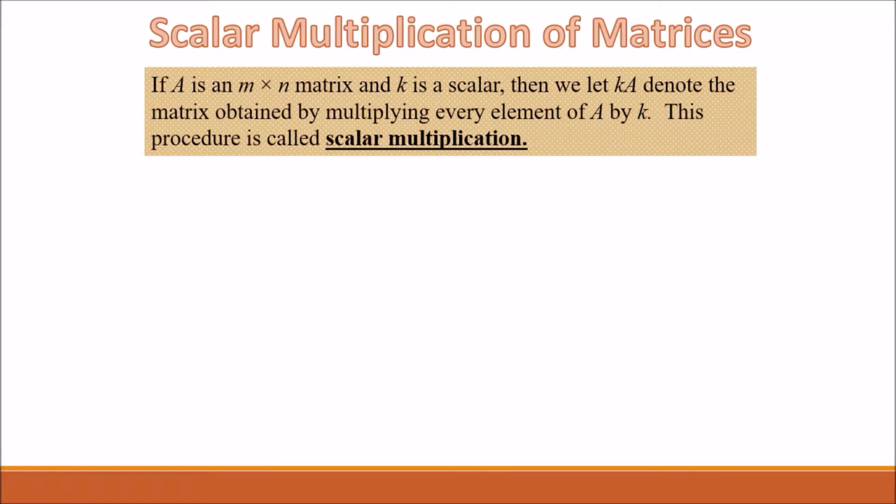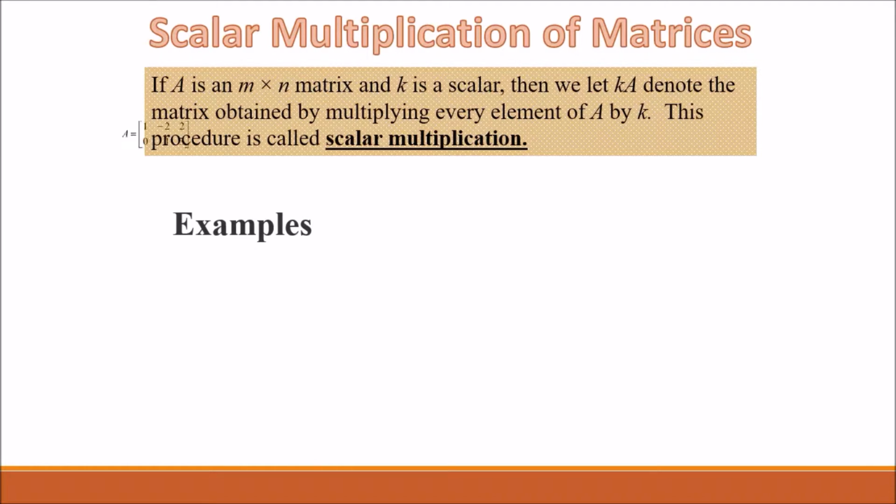We will discuss multiplication of matrices. First of all, we can talk about scalar multiplication of matrices. If A is a matrix and we need to multiply it with a scalar quantity, let's suppose K, then we can denote it by K into A, which can be obtained by multiplying every element of A by K. This procedure is called scalar multiplication.